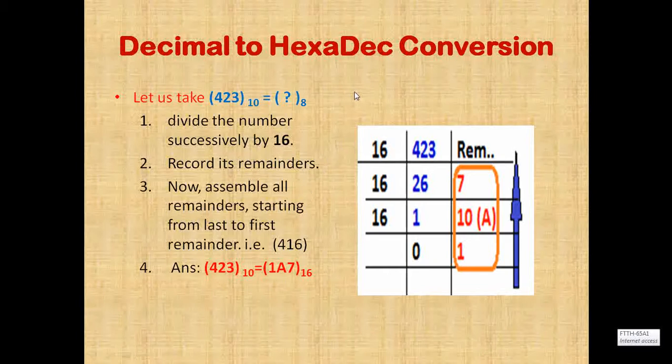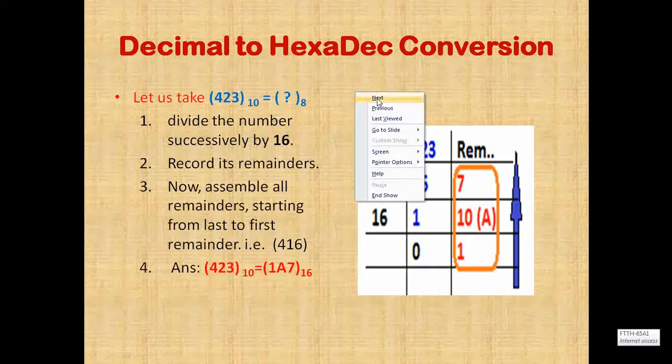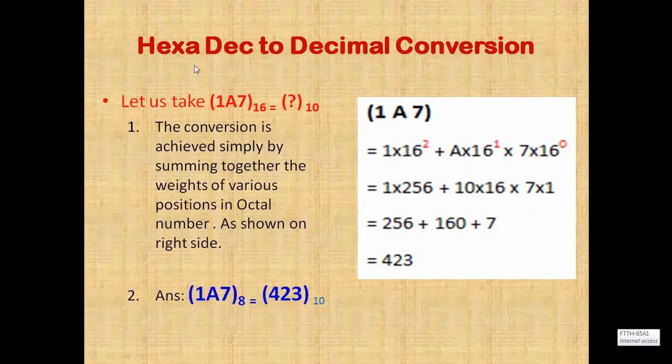So this is how we can get hexadecimal from the decimal number system. Now, in order to convert a hexadecimal number to decimal, let us take this example. Suppose we have 1A7 base 16 and we have to get its base 10. So this will be done in this way, as we did earlier in other cases. Here we will multiply each digit by powers of 16, because the only difference is that the base is 16. So 1 into 16, A into 16, 7 into 16, and we'll add them.